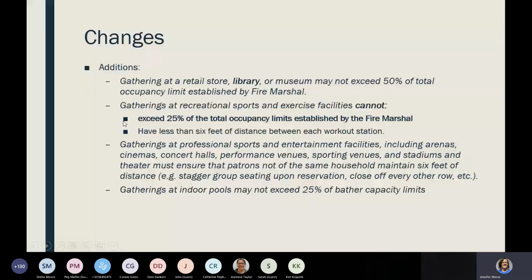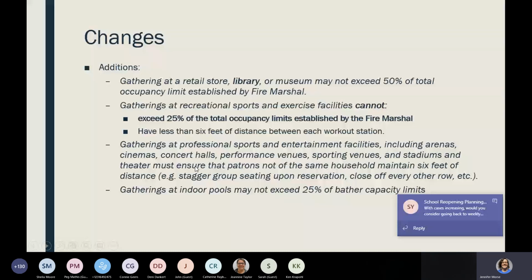It addresses libraries, which my assumption would be that it would address a school library. It does not really specify that or not, but it does advise that you should have 50%. Sorry, I highlighted the wrong part here. 50% of the total occupancy in a library as allowed by the fire marshal.